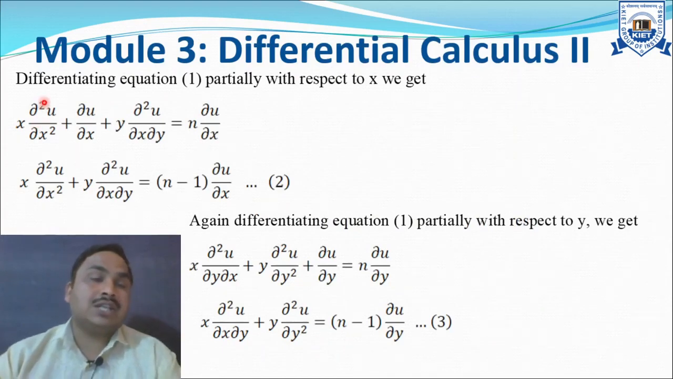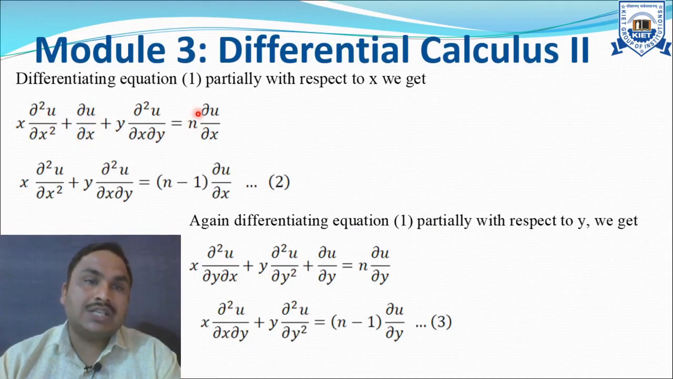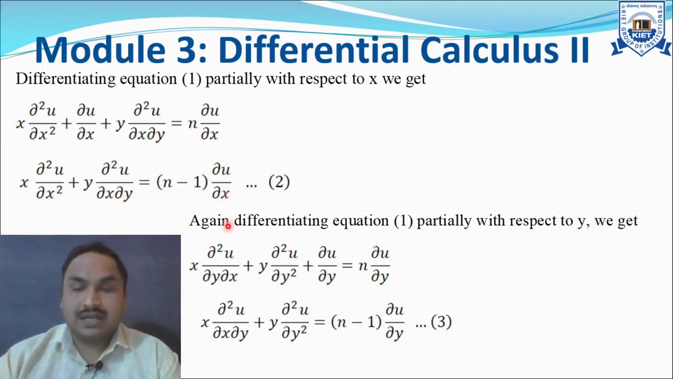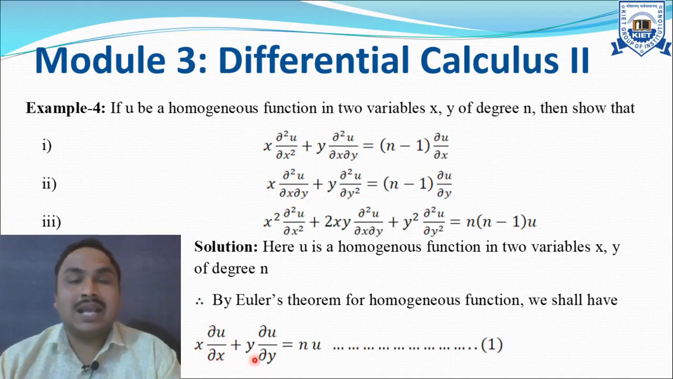So we got x del 2 u over del x square plus del u by del x plus y del 2 u over del x del y equals n del u by del x. Now if we take this term to the RHS and simplify, we get x del 2 u over del x square plus y del 2 u over del x del y equals n minus 1 into del u by del x. Again differentiating equation 1 partially with respect to y. If I differentiate equation 1 partially with respect to y, x will be treated as constant, its derivative with respect to y will be del 2 u over del y del x, and in the last term we shall apply the product rule.